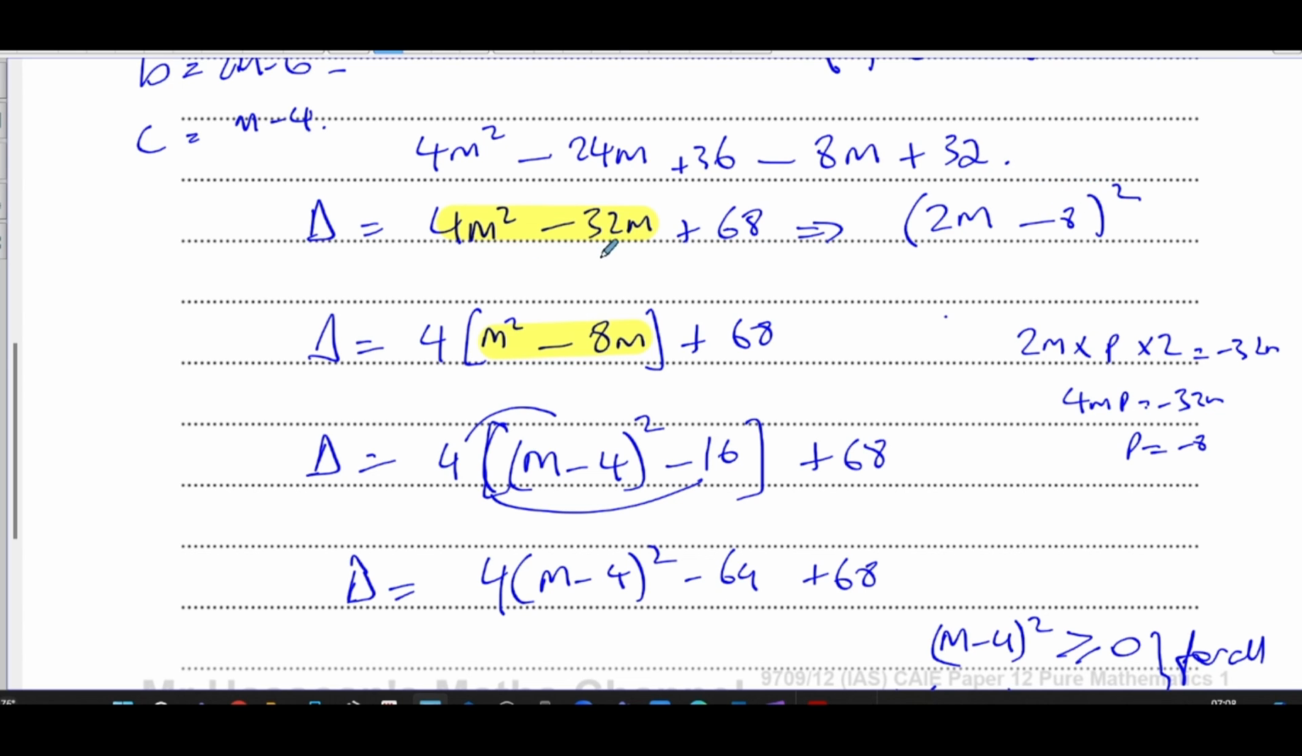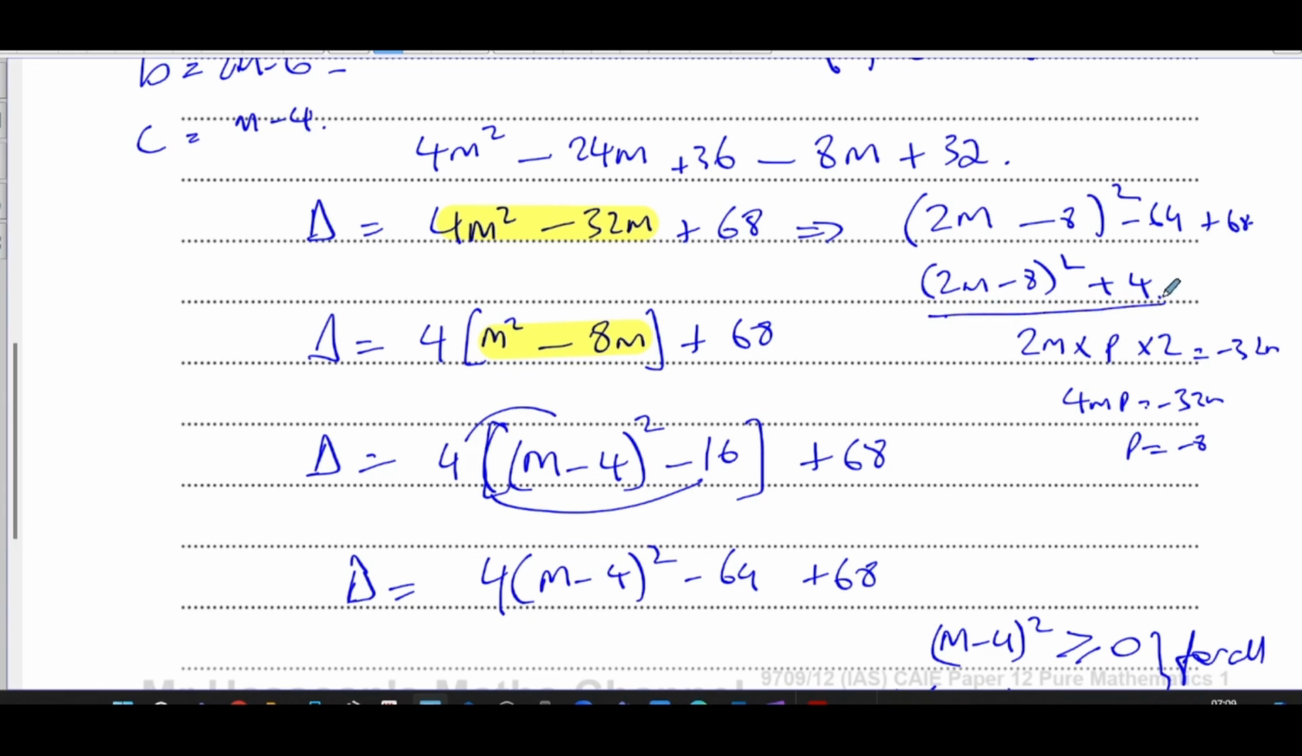If I square this bracket, I'm going to get 4m squared, I'm going to get minus 32m, I'm going to get plus 64. I don't want the plus 64, so I take away the 64. And then I've got 68 at the end to add. So I end up with 2m minus 8 squared plus 4.